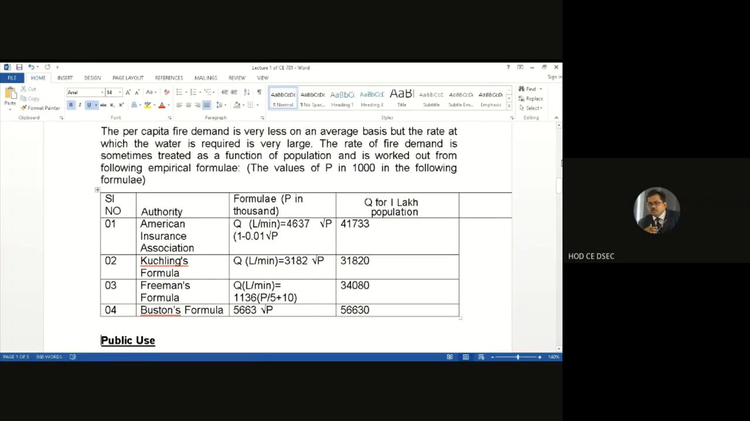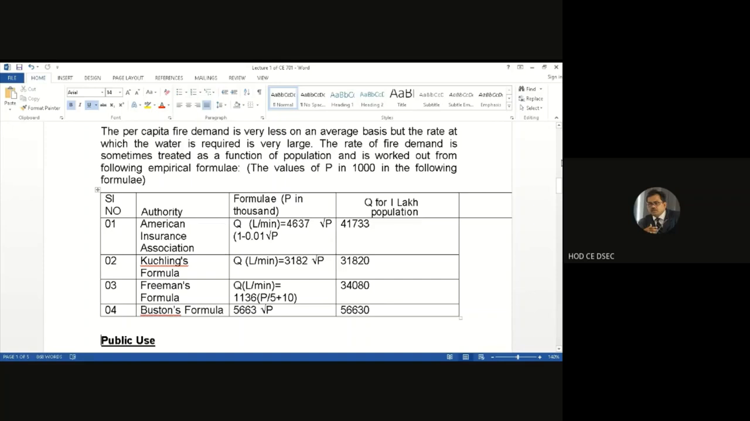Freeman's formula is 1136 into (P by 5 plus 10). Putting the value of P equal to 100, P by 5 is 20, and you will get the water requirement for firefighting using Freeman's formula as 34080 liters per minute. For Buston's formula, 5660 square root of P, again you will put 100, because here we are creating the example of a city whose population is 1 lakh. So I have fixed the example considering the 1 lakh population.